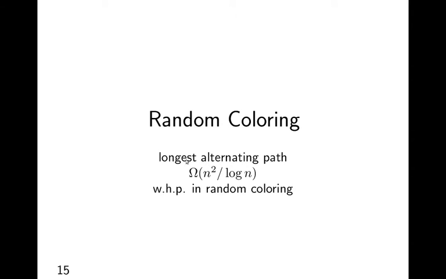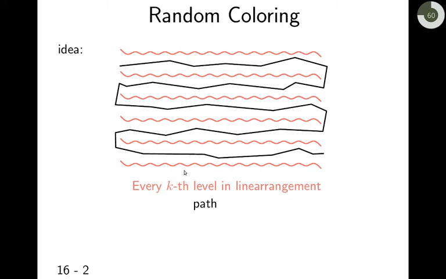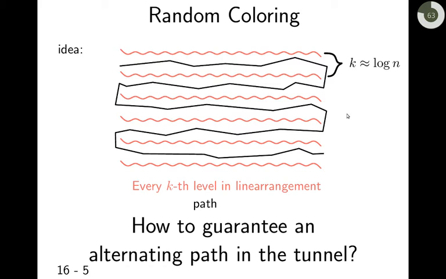A much easier result is that the longest alternating path in a random coloring has length n squared over log n with high probability. So let's see how this goes. The idea is the same, but here we just use tunnels which are much wider, of length k, and k will be roughly log of n. And the thing that we have to do here is we just have to guarantee that we can go from left to right within one tunnel, and then just counting will do the rest.